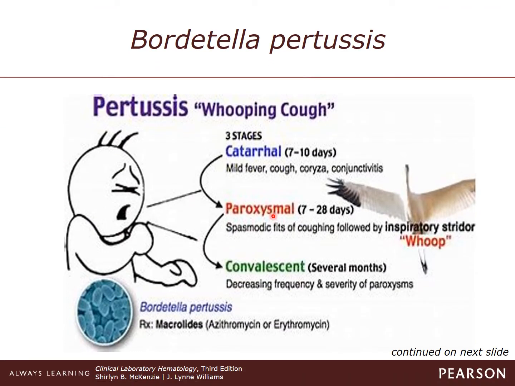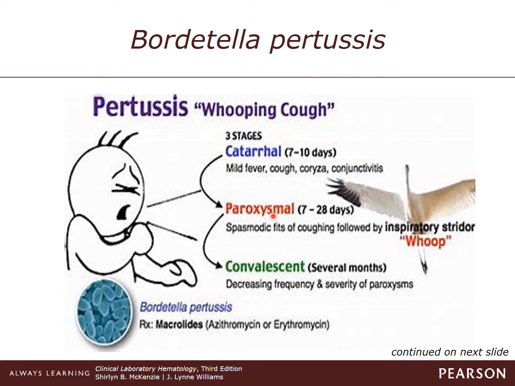The next condition is Bordetella pertussis, or whooping cough. It is an infection with Bordetella pertussis that causes a blood picture very similar to that of reactive lymphocytosis. The leukocyte count overall typically doesn't rise above 20 to 25 times 10 to the 9 per liter, but on occasion can reach 50 times 10 to the 9 per liter.